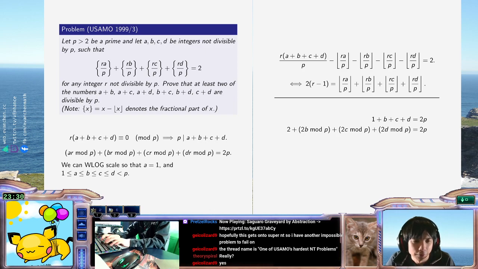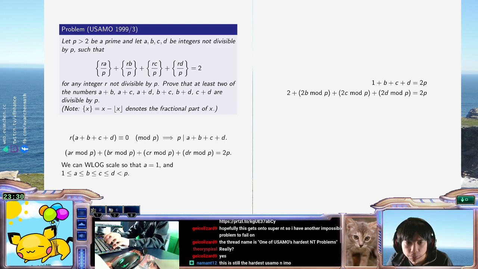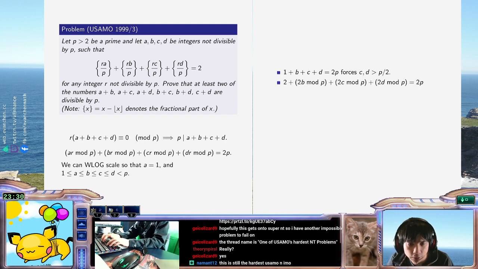So, first equation already implies this already forces C and D to be larger than P over 2, because otherwise, left hand side is too small. And if that's the case, then we have a good control over the next equation. The next equation, we actually know what it does to everything except B. This thing will be exactly 2C minus P, we regroup once. This thing will be exactly 2D minus P, we regroup once.